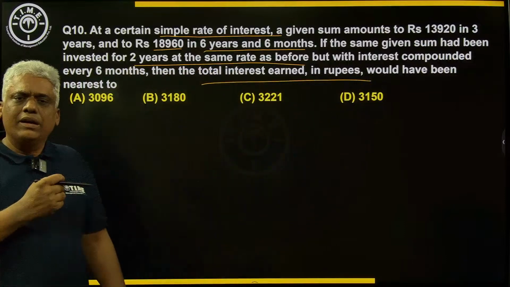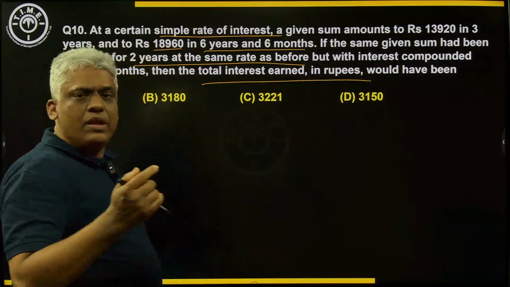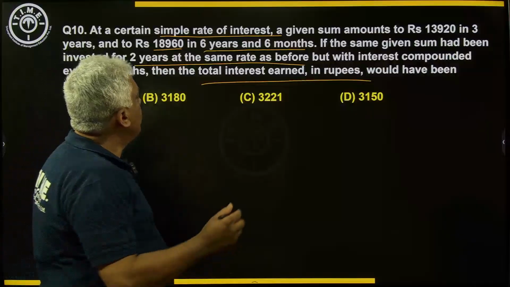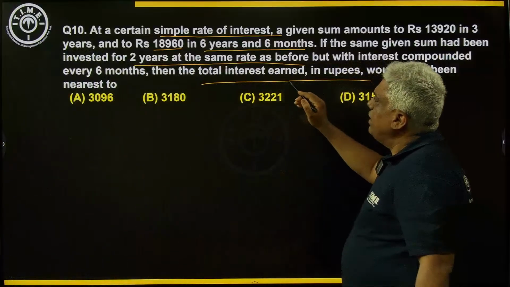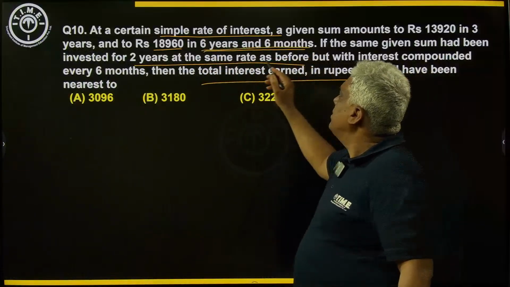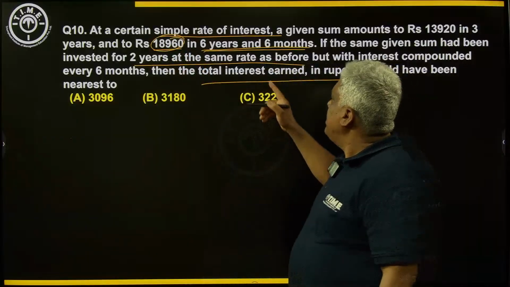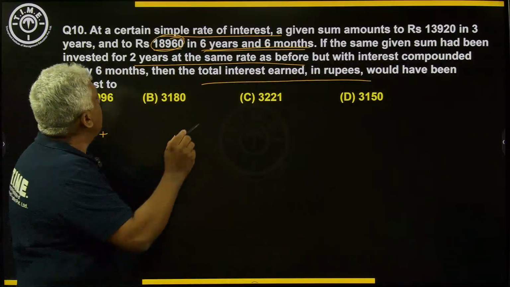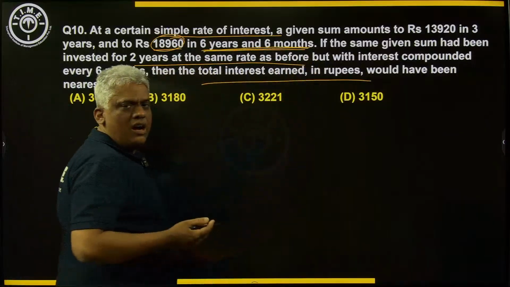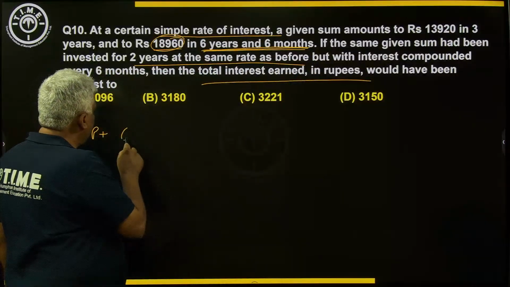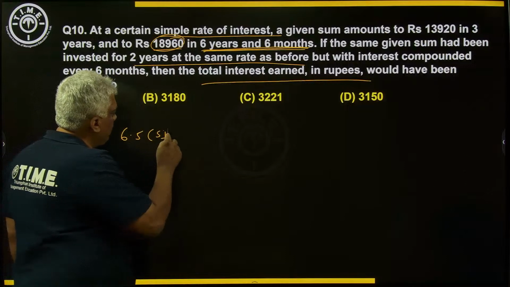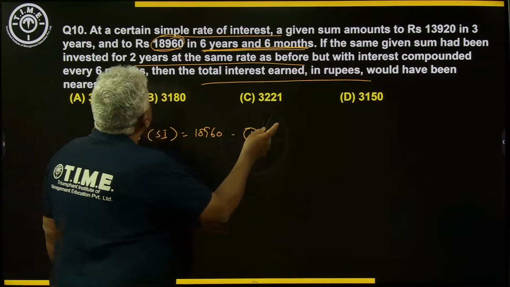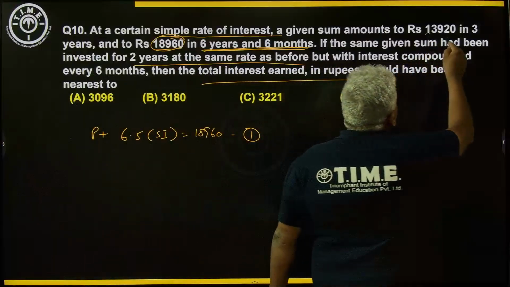Okay, a little bit calculation-intensive sum, but if you use the calculator, it'll be easy. Otherwise, it's difficult. So what we can do is use simple interest. After 6 years and 6 months, this is the amount. So this 18,960 is actually the principal plus the simple interest of 6.5 years. So that is 18,960, and again, 13,920.